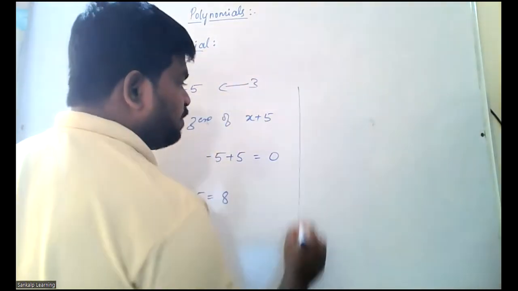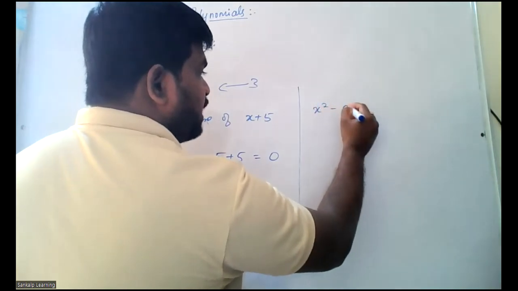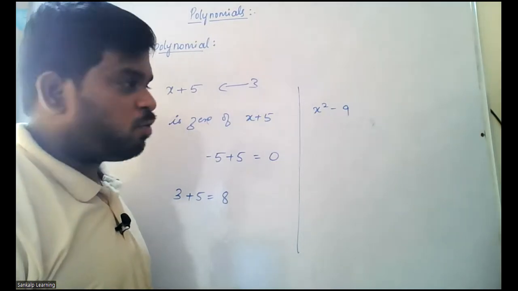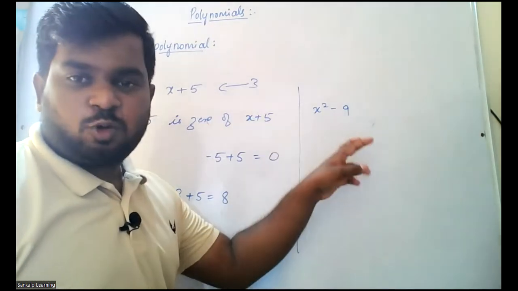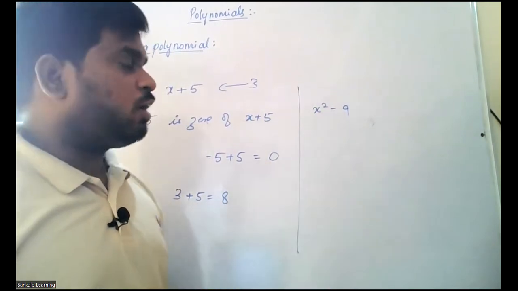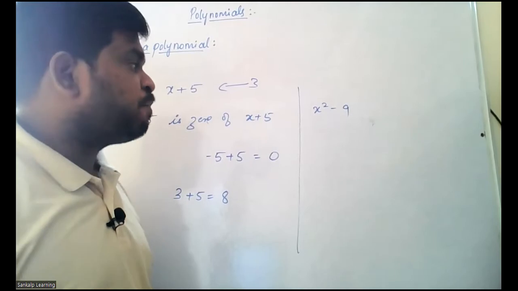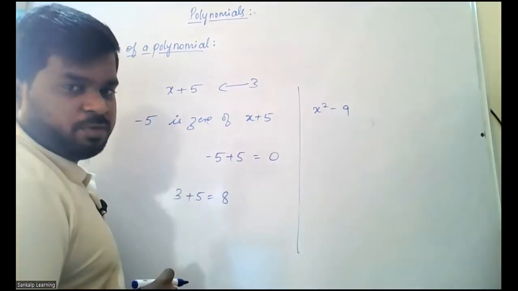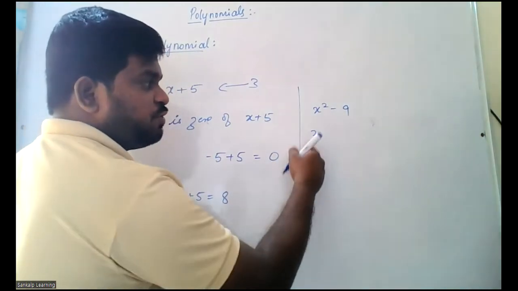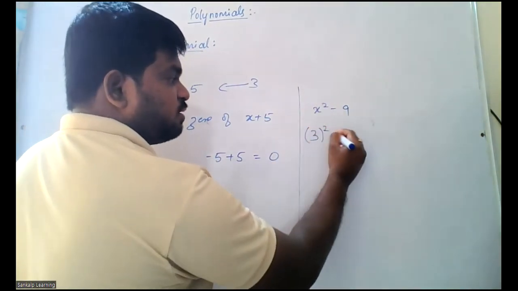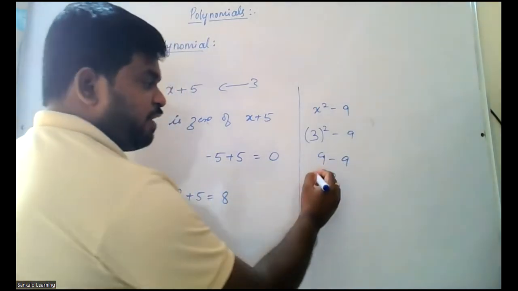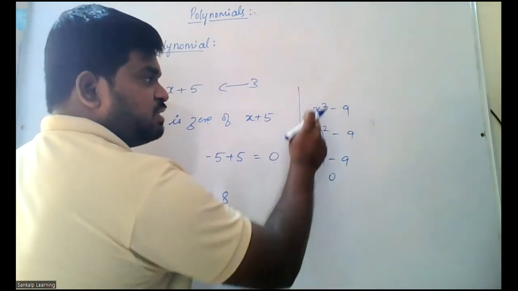Let's take another example. X squared minus 9. This is a polynomial. What type of polynomial it is? There are two terms, you call it as binomial, or the highest power is 2. Therefore, you can call it as quadratic polynomial. Okay. Now, what are the zeros of this polynomial? 3 can be a 0 of this polynomial, because if you substitute 3 in place of x, 3 square is 9, 9 minus 9 is 0. So you're getting the final answer as 0. Therefore, 3 is 0 of this polynomial.